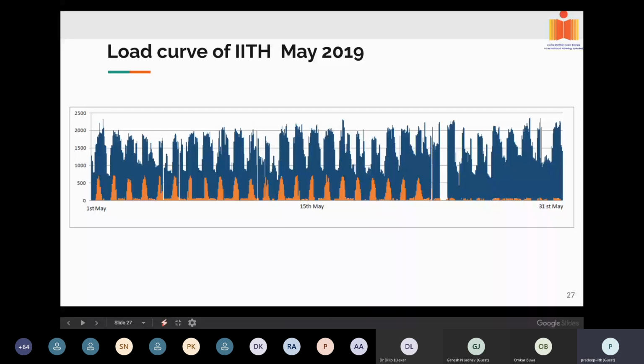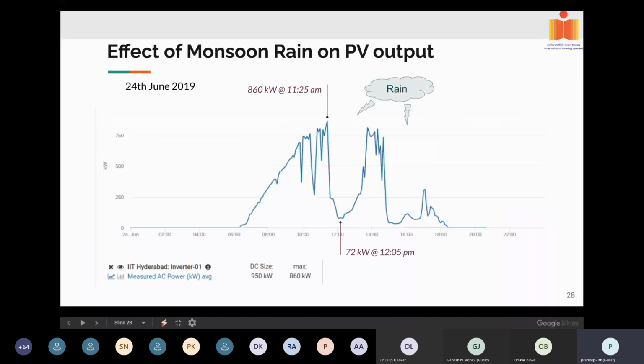Now here, since we have a solar plant, we can also get the data and find the effect of rains. So this is 24th of June 2019. Slowly from 6 o'clock in the morning, the power started increasing and reached up to 860 kilowatts at 11:25. Then within half an hour, from 860 kilowatts, the power fell down to only 72 kilowatts. That is because of the rain.